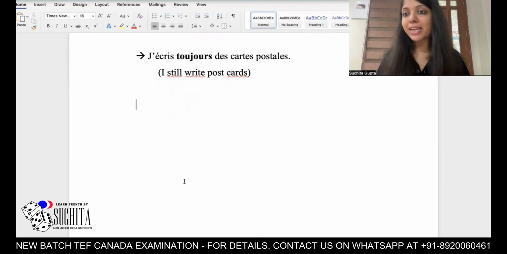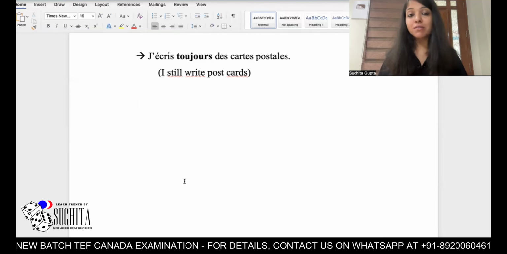Now, let's look at the second example, which is j'écris toujours des cartes postales. J'écris toujours des cartes postales. Now, the word over here is toujours. I told you toujours has two meanings. Toujours also means always and toujours also means still. Now it depends upon your sentence.